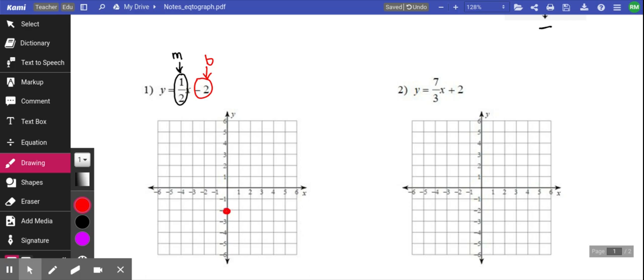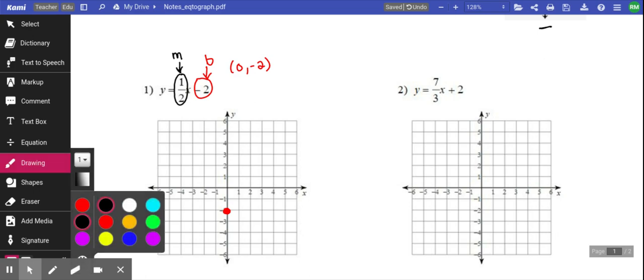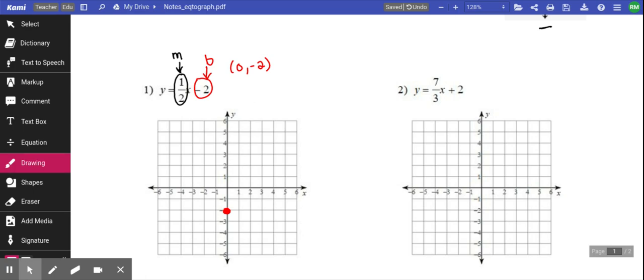Once you find -2, you're going to plot that point. Remember, we could also write this as a point (0, -2). So if I look, that is that point right there. From that point, now we have to move. The way that we're going to move is however our slope tells us to move. So it says 1/2. So 1 is positive, so we're going to go up 1 and over 2 and plot a point. Up 1 over 2, plot a point. Up 1 over 2, plot a point.